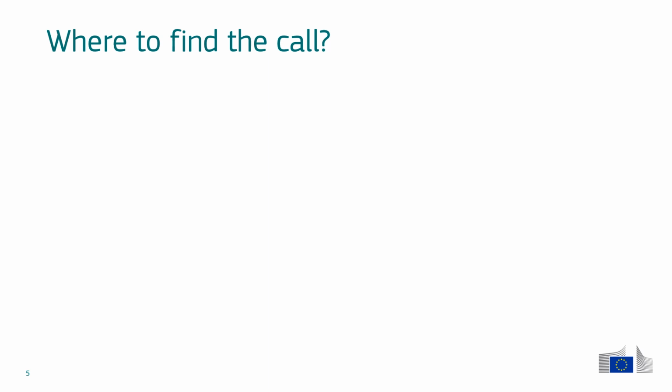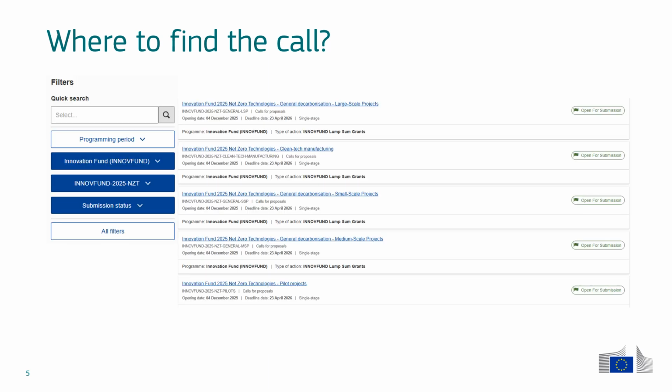Once you are on the Funding and Tenders portal, click on the topic you are interested in. You will see that 5 topics appear for the NZT call. If you are still unsure where your project fits, don't worry. You will find the same documentation and information structure for all the topics under each call. When you start submission, however, it is important to do it from the right call and topic, but we will come to that later. For the moment, I just pick a topic from this call as an example.